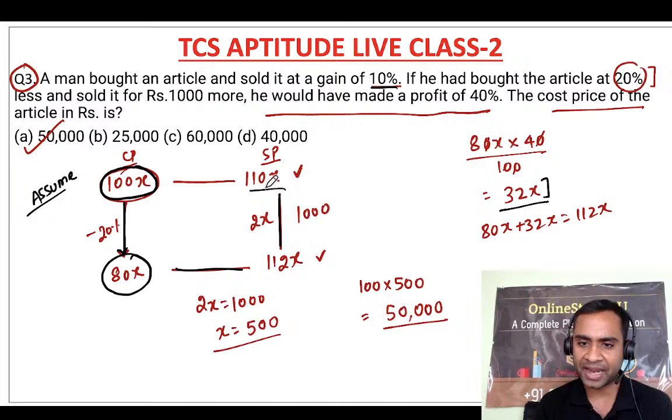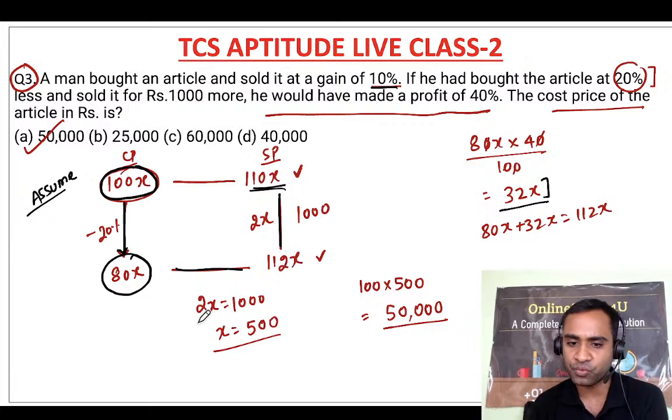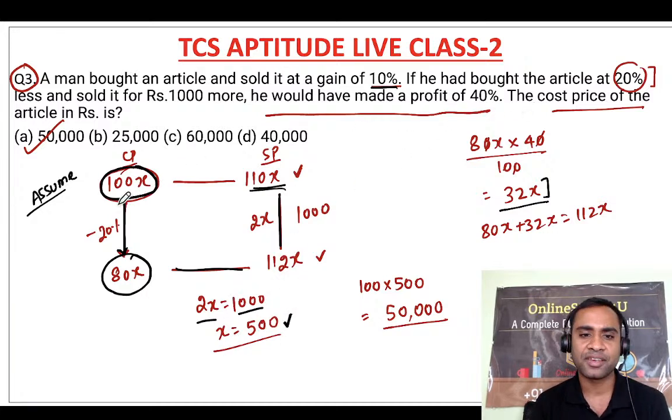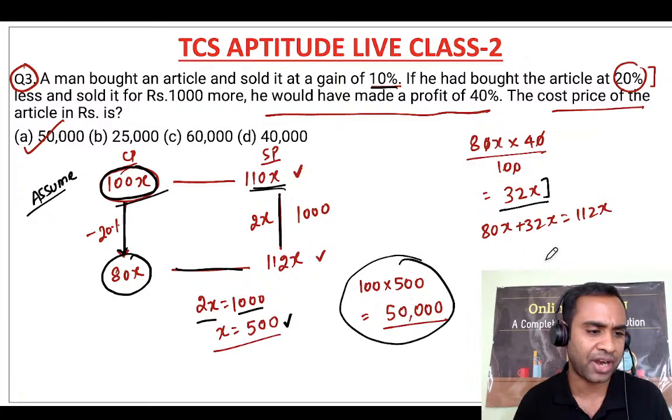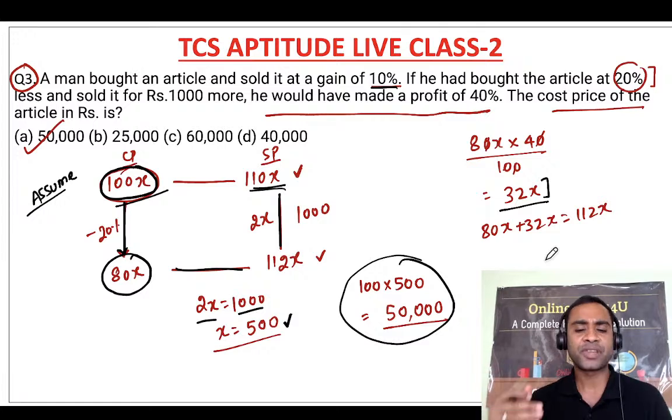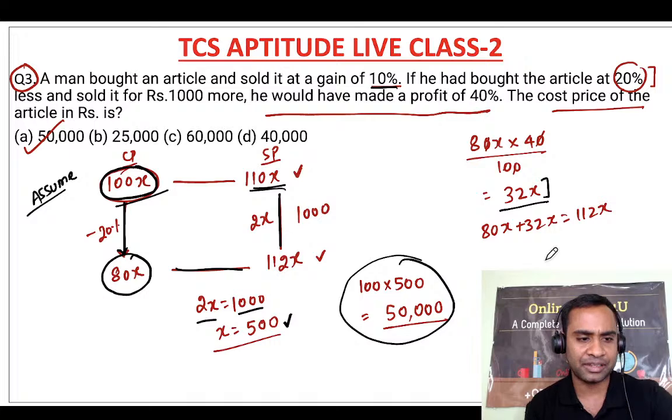So you see the selling price, 110x minus 112x, 2x is the difference, which is equal to 1000. So x will be equal to 500. They are asking the cost price, so 100x, so 100 into 500 will be equal to 50,000. So this is the unique method which we will be using to solve the problems asked in the TCS exam. Is it clear for everyone?